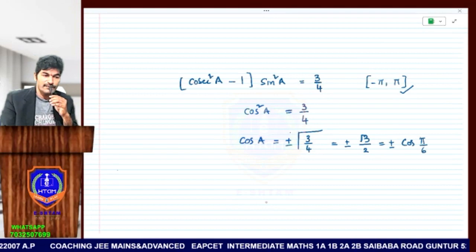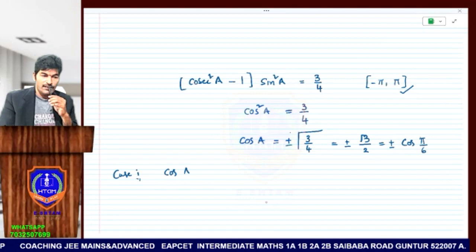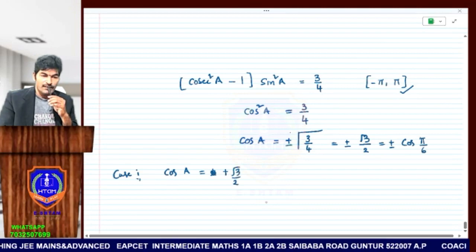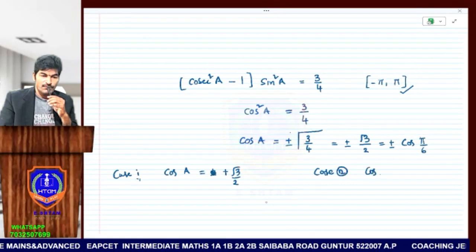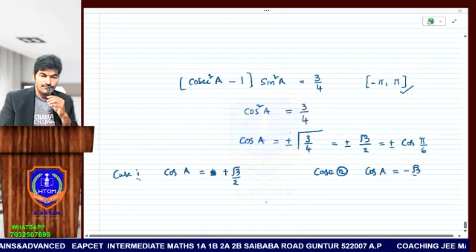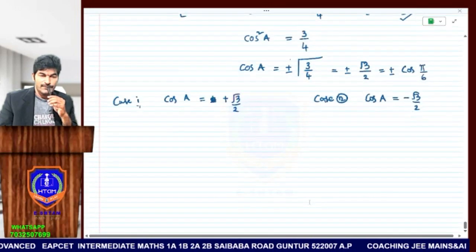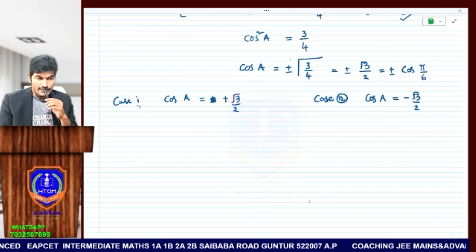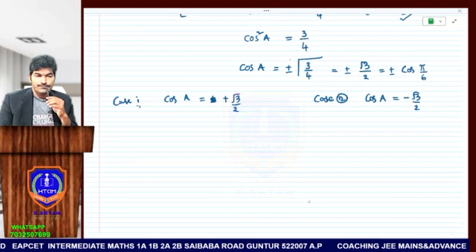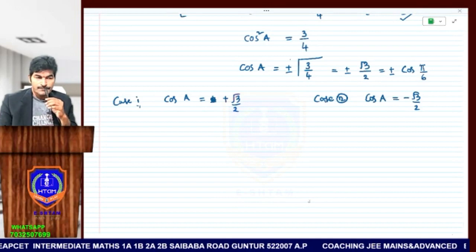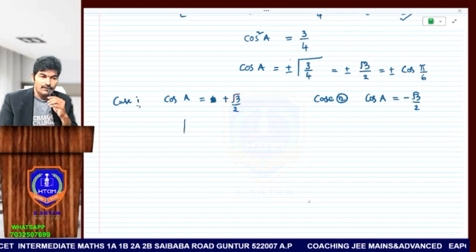Now two cases we will consider. Case 1, cos A equal to plus root 3 by 2. And case 2, cos A equal to minus root 3 by 2. And the angle range was minus pi to plus pi. That's why we have to get the values from either side. Draw the cos graph.